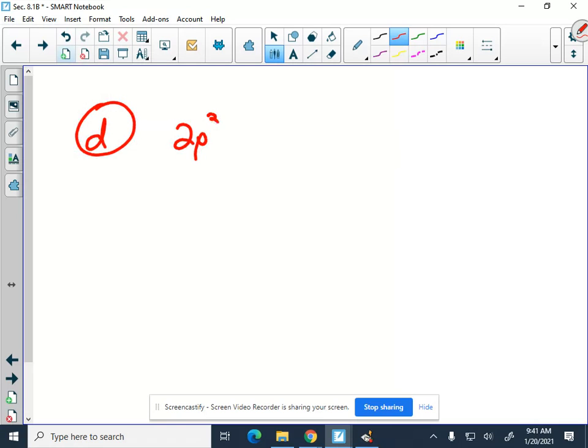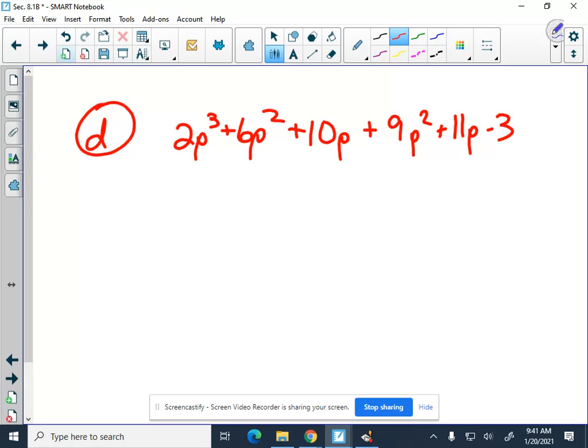Two p to the third plus 6p squared plus 10p. I have removed the parentheses because there's nothing in front, so the number isn't going to change. Then I'm going to remove the next parenthesis, 9p squared plus 11p minus 3. And now I look for like terms. 2p to the third is the only one of its kind.